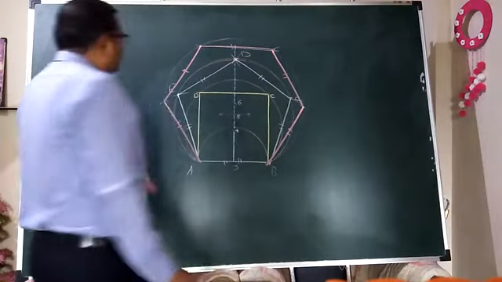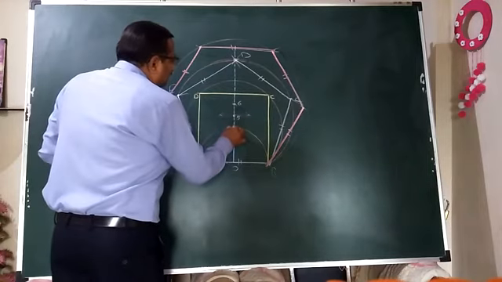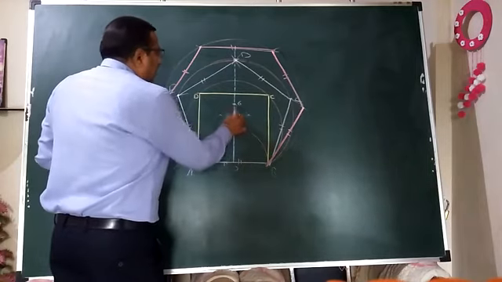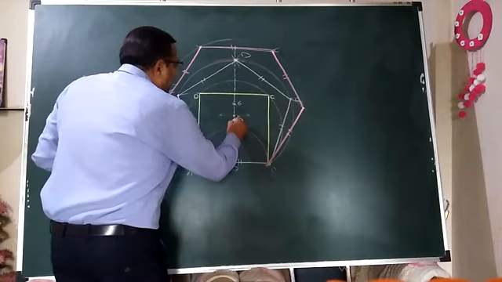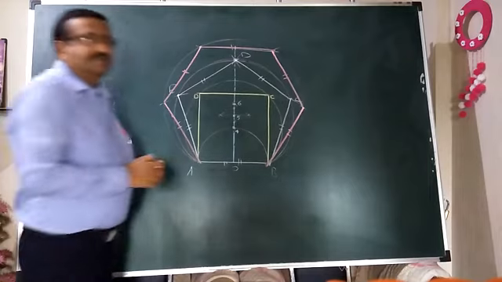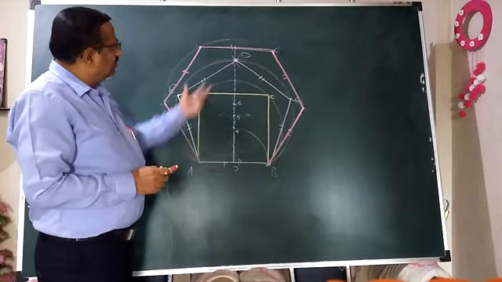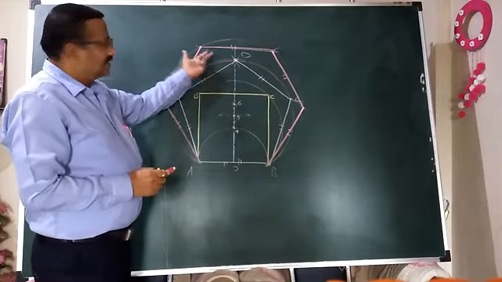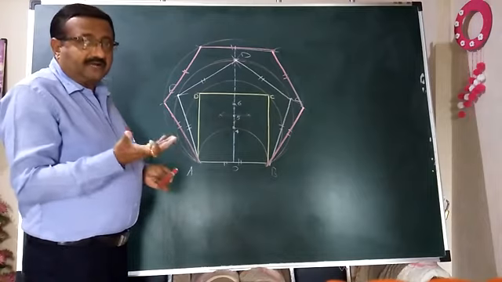Similarly, when we go on marking this distance, 4, 5 is equal to 5, 6, we know. Okay. Now, the next polygons we can get by the same method. Means what? Square we have got, pentagon we have got, hexagon we have got. We want to construct now heptagon, octagon, nonagon.